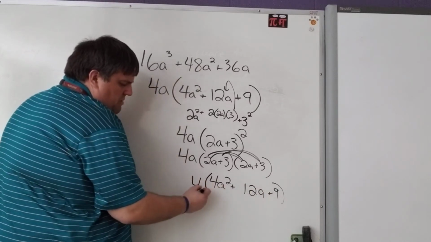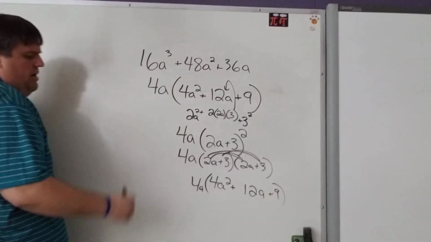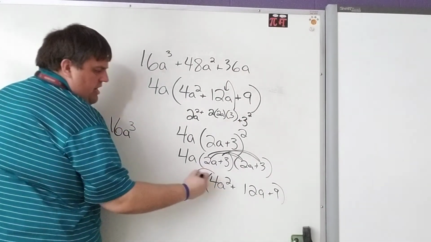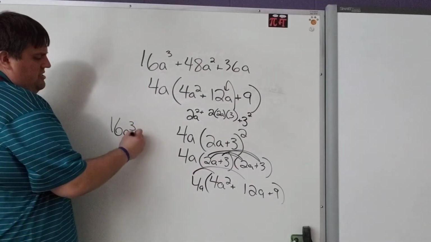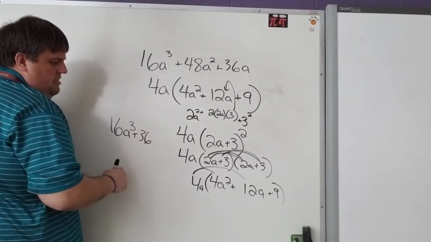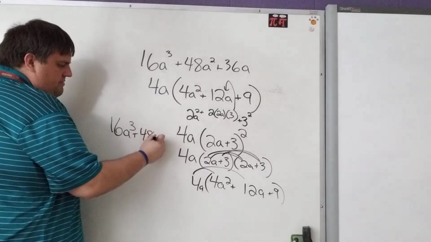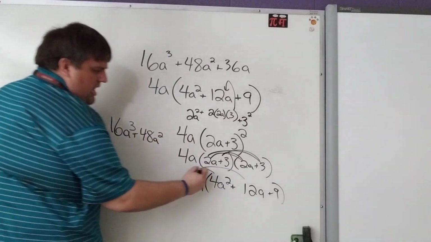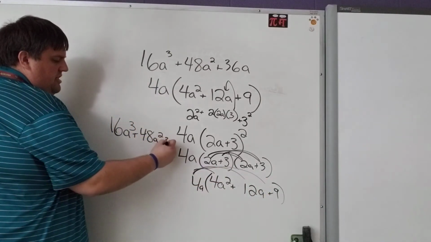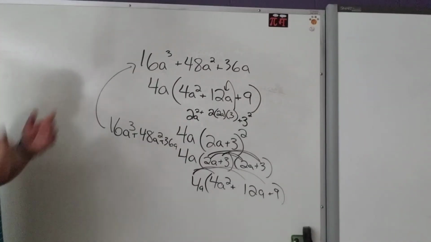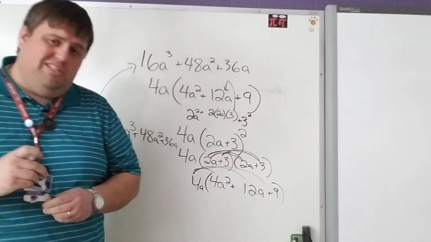And then you can just multiply 4a through. 4a times 4a squared is 16a cubed. 4a times 12a is 48a squared, my bad, 48. And 4a times 9 is 36a. And you can see that we got right back there. So those are just some special ones, not too bad.